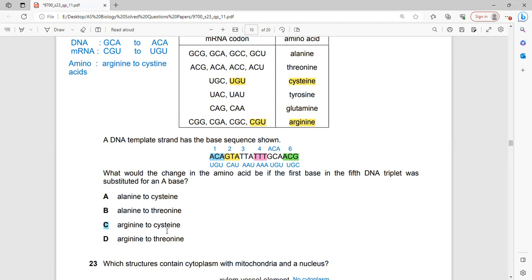So in this type of question, what are you supposed to do first? There is a gene given there. You need to convert this gene into a codon on messenger RNA. Then after finding this change, find it in the table. In the table, CGU matches with arginine and UGU matches with cysteine. So it means arginine was the actual one, but after the change took place, arginine has been replaced by cysteine.